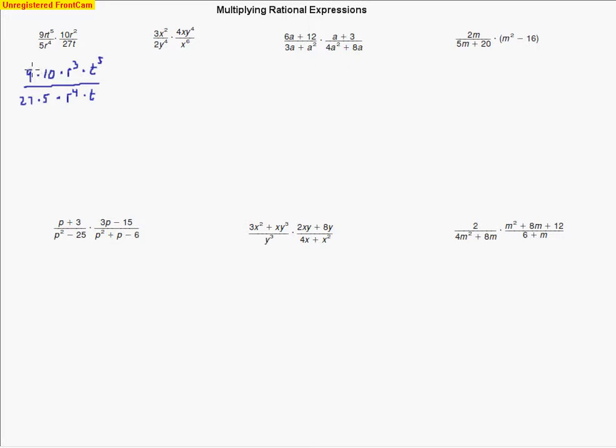do some reducing. So you see how 9 goes into the 27 3 times, 5 goes into the 10 2 times, and then it cancels out some r's. So these 3 r's are going to cancel out 3 of the r's down below, leaving me just with 1 r left over. This 1 t will take out 1 of the t's on top, leaving me with 4 t's left over. Now let's just rewrite what we've got.